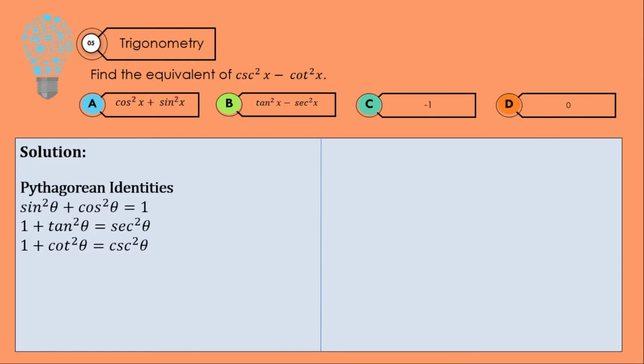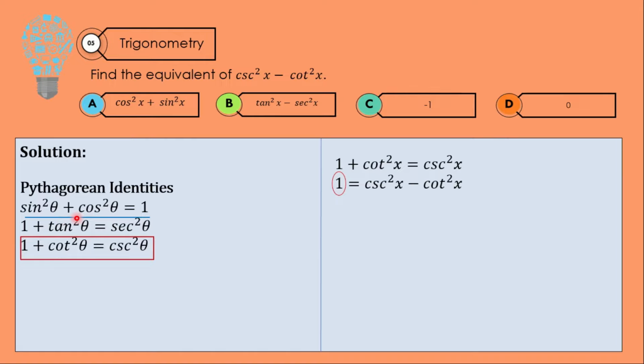As you can see, 1 plus cotangent squared theta, which is equal to cosecant squared theta, is pretty related and similar to cosecant squared x minus cotangent squared x. Let me first replace theta by x to avoid confusion. Now we can transpose cotangent squared x to the right hand side, and as you can see, we already have an equivalent for cosecant squared x minus cotangent squared x, which is 1. However, 1 is not in the options, but notice that 1 is equivalent to sine squared theta plus cosine squared theta, which is the same as our option A. Thus, our answer in this problem is letter A.